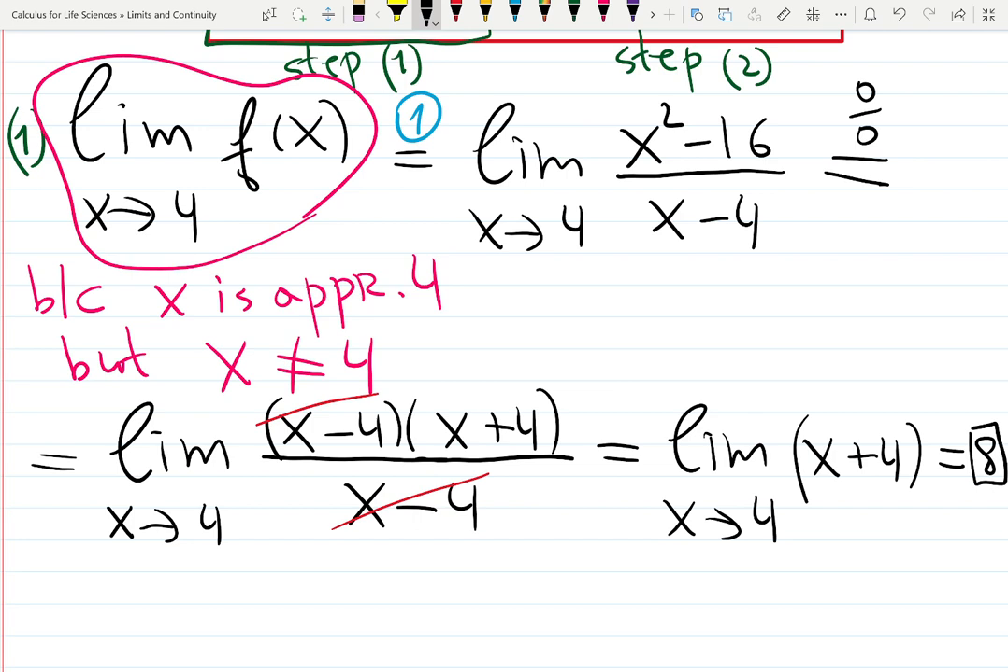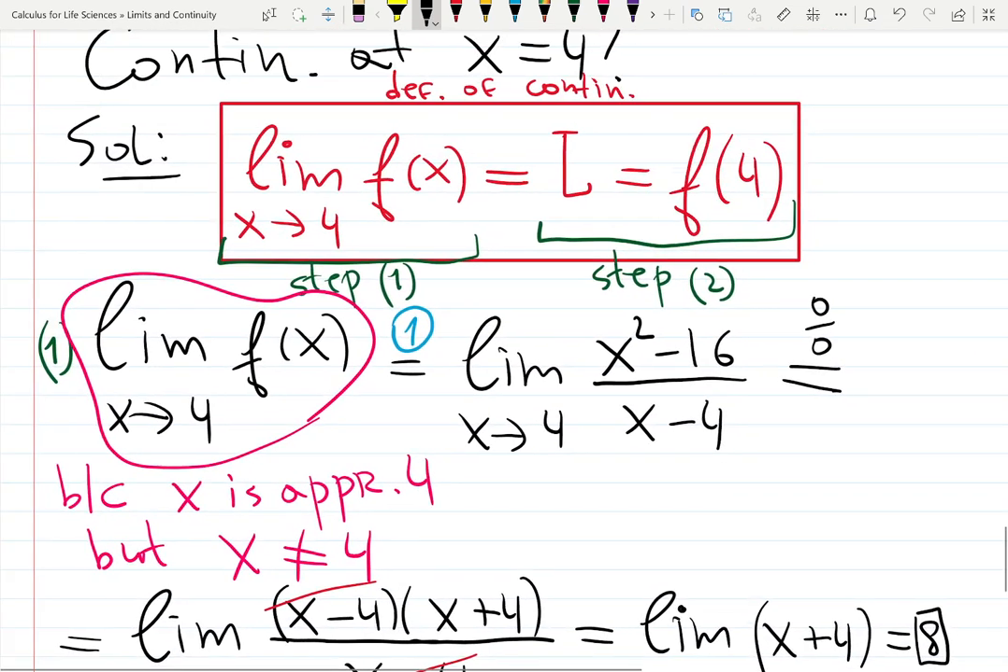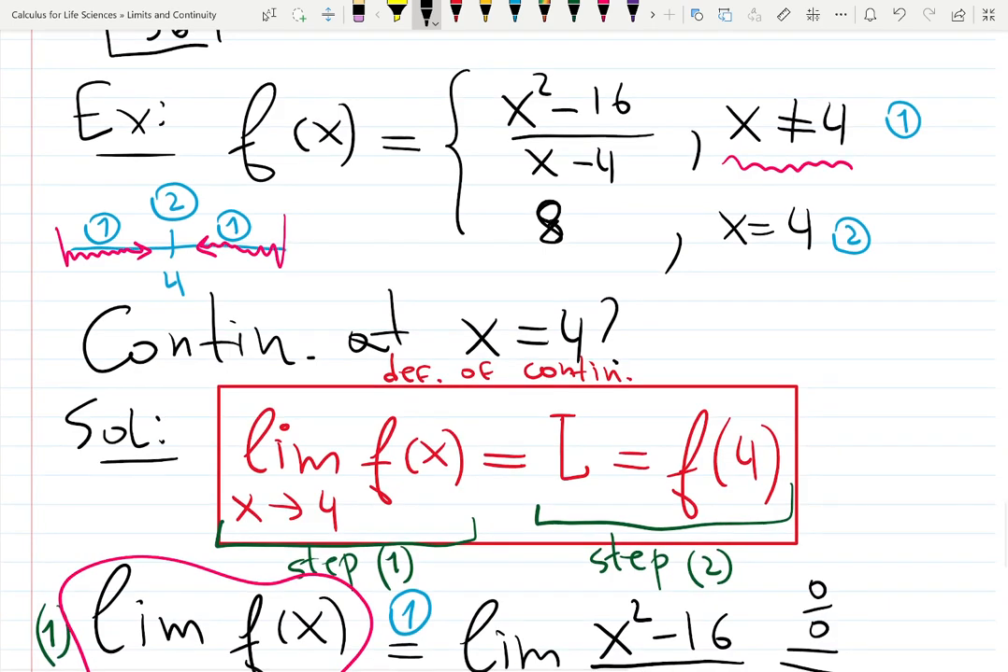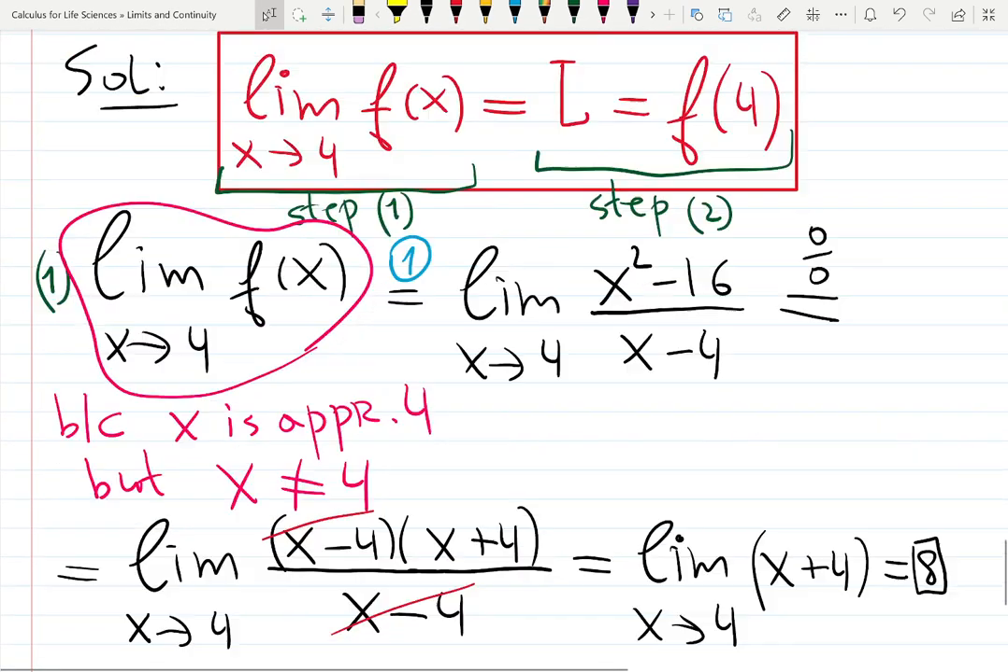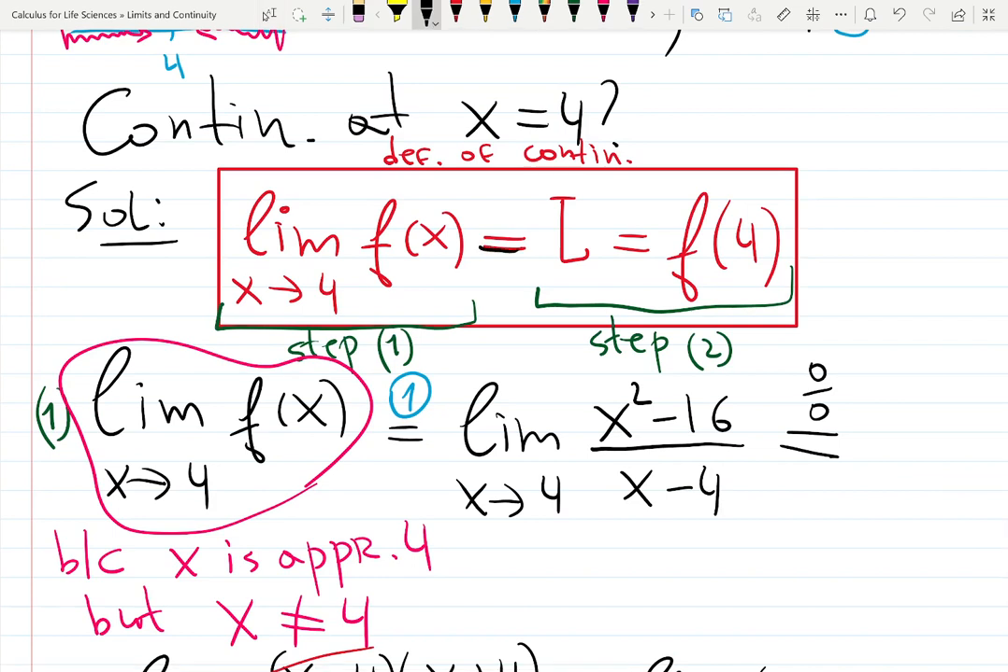That is interesting. Isn't that what we need? People are like, why is she excited? Because it's 8 over here. And that matters. If this were a different number, the function would not be continuous. But it matched. It's literally what it says here. We got 8, but f of 4 is also 8. So let me write this down nicely.